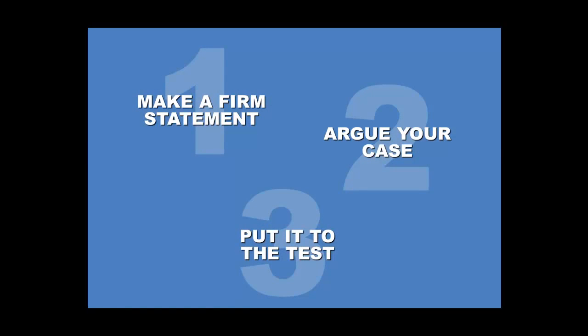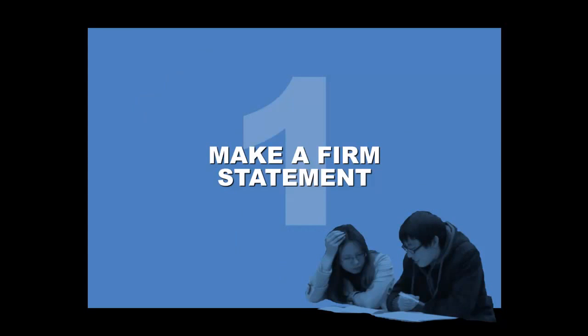Here are Study Smarter's 3 top tips for writing clear, convincing arguments. They are: make a firm statement, argue your case, and put it to the test. Let's start with making a firm statement. When you are constructing your argument, it is very important to make a firm statement about the position you are taking. But how do you do that?